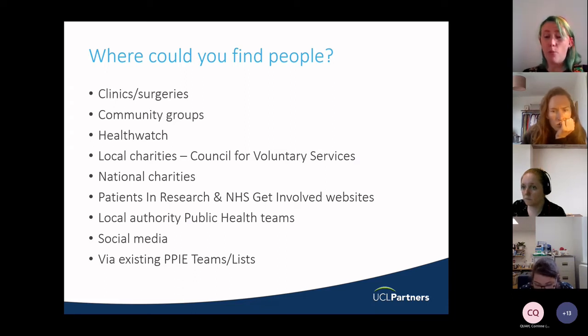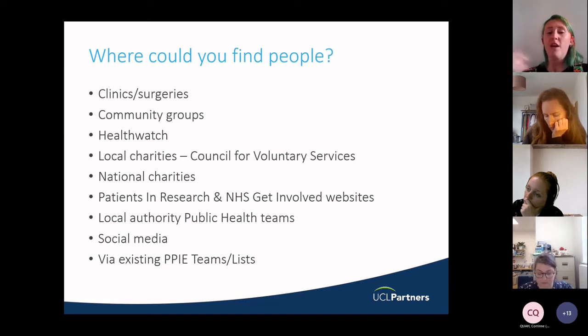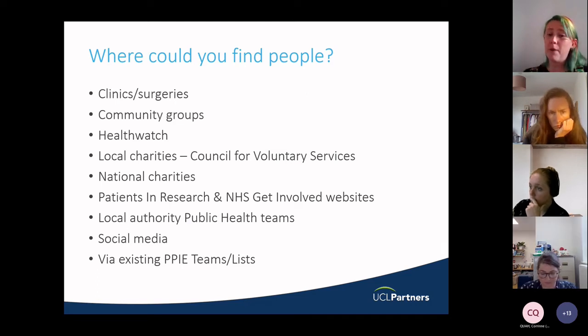Alternatively, there are some websites where you can advertise. There is the Patients in Research website and the NHS Get Involved website, where you can post virtual notices to say, hey, we're looking for some people, come and join in. It can be really useful. Again, the caveat is that it's people who already know about those websites, so it's likely to be patients who are really engaged in health and care. So do think about that when you're considering whether they're the right people. Local authority public health teams, again, normally have newsletters that they're happy to advertise in and send things out.